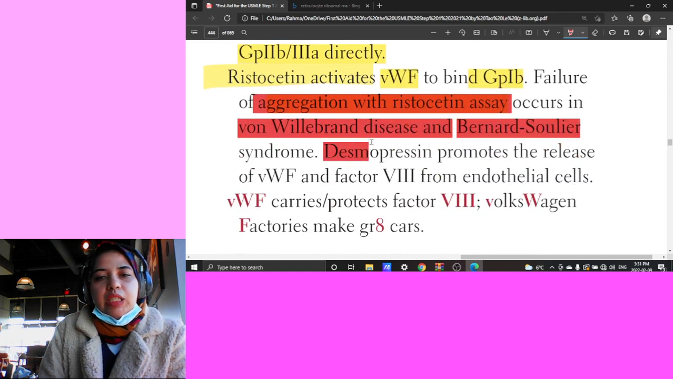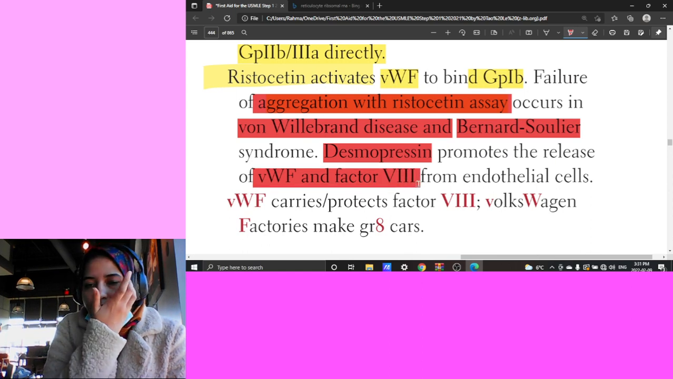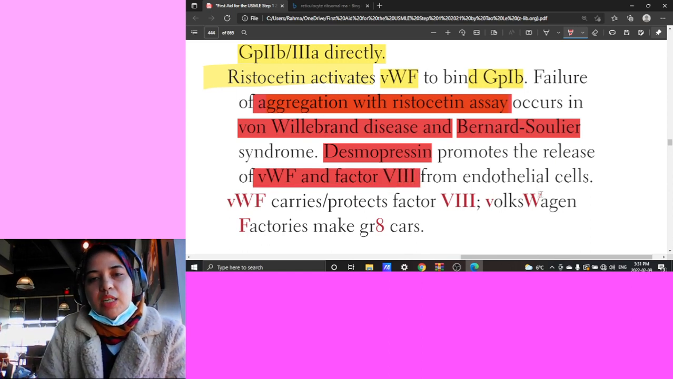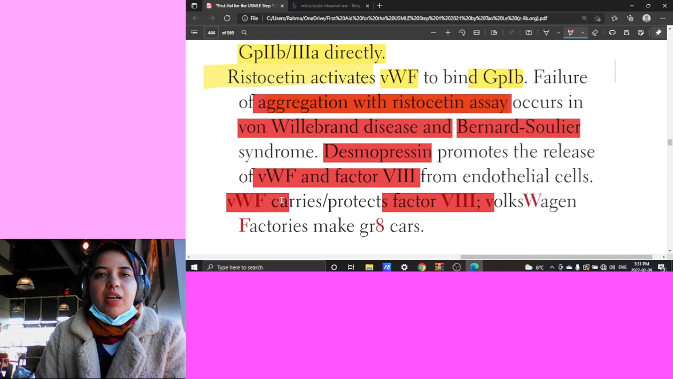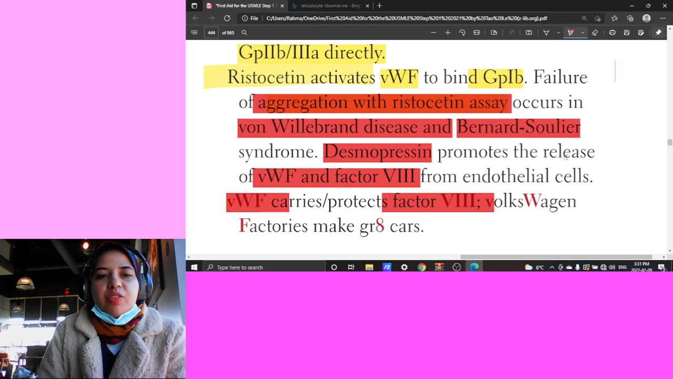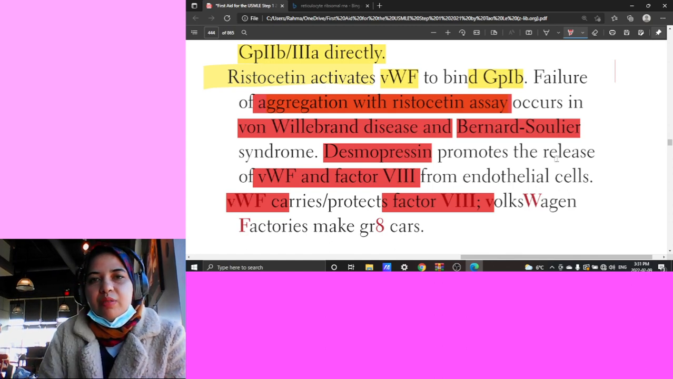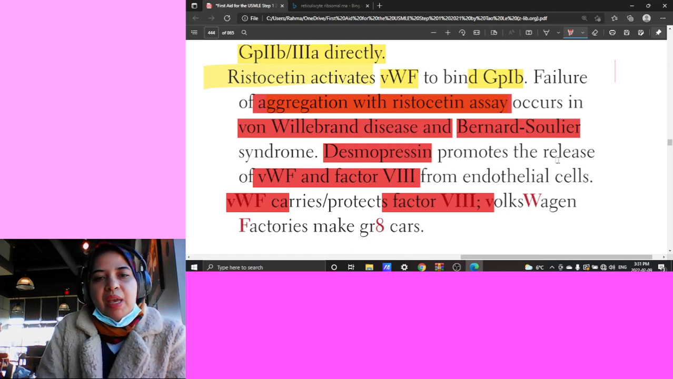Now you have another drug here called desmopressin, which promotes the release of von Willebrand factor and factor 8 from the endothelial cells. Desmopressin is therefore something we can use in the case of hemophilia, where you have factor 8 deficiency, or in the case of von Willebrand disease. So in both of these, it promotes the release. Remember, von Willebrand factor comes from two places, the platelets or the endothelium. So in two conditions, von Willebrand disease and hemophilia, we may give desmopressin to increase the levels of either von Willebrand factor or factor 8.